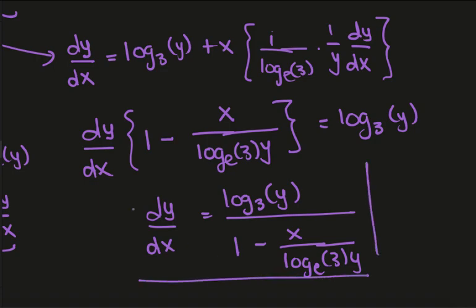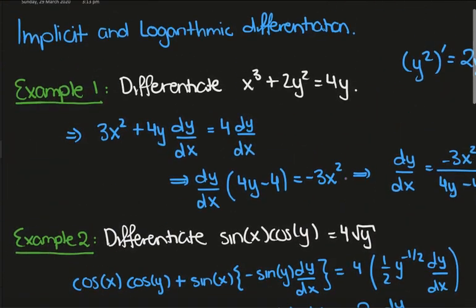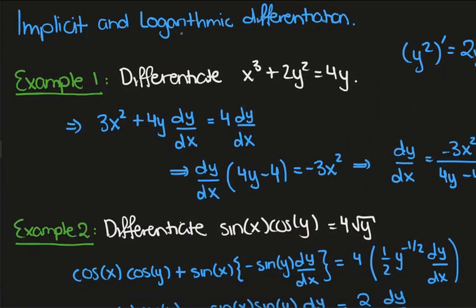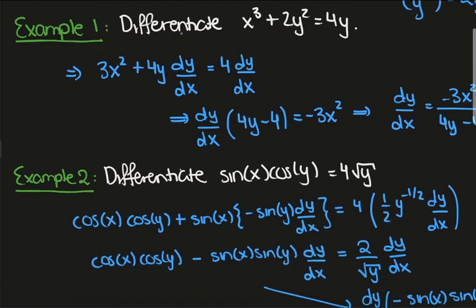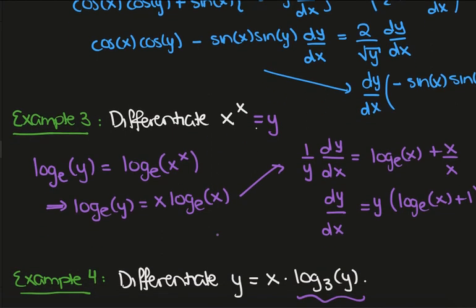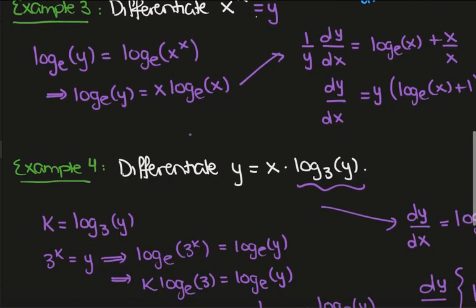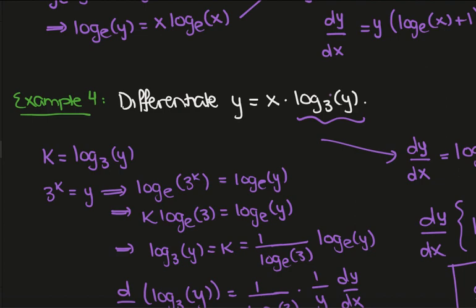And that's all. So let's just briefly recap the main ideas of implicit and logarithmic differentiation. When we differentiate implicitly, we do everything in the usual way, but if we differentiate a y term, we just put a dy dx at the end of it. If we want to differentiate something like x to the x, taking the logarithm of both sides can be very useful, and then using our implicit differentiation. This is the idea of logarithmic differentiation. And if we have a logarithm that does not have base e, we need to convert to base e before doing any differentiation.